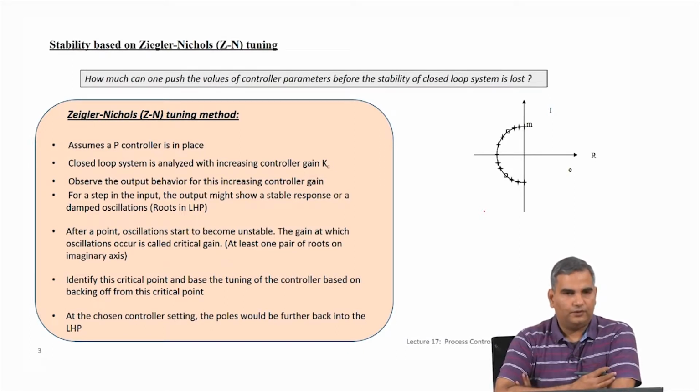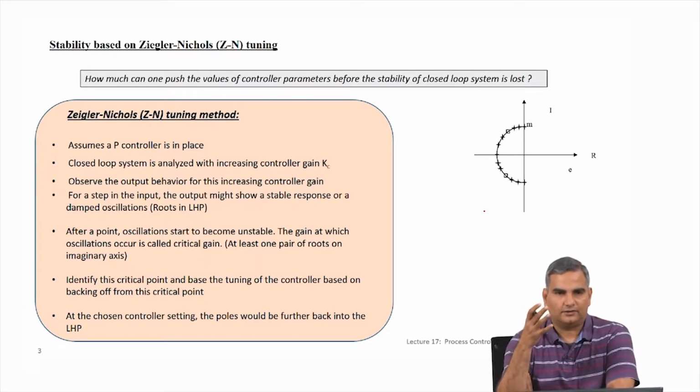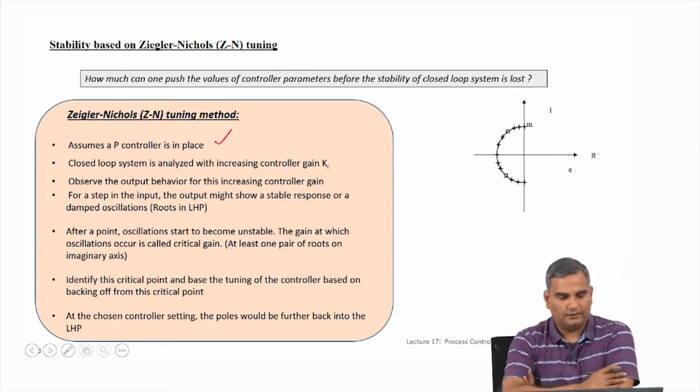So, first what we do is we think about the closed loop system. We have first an open loop system, then we close that system with, let us say, a P controller. So, we assume a P controller is in place, and then once we have a P controller in place, I am going to get a denominator polynomial for the closed loop transfer function.